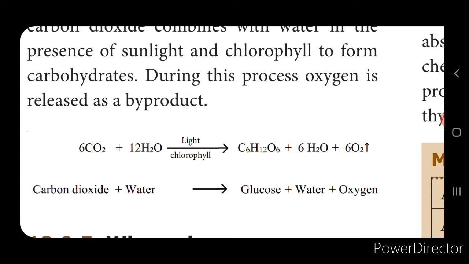Now where does photosynthesis occur? It occurs in green plants, that is autotrophic organisms, and in the parts of the plant it occurs in the leaf, stem, and in the floral bud.